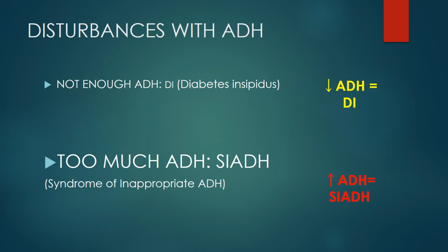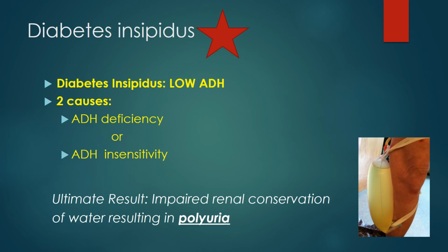Now, the way I like to remember these two is DI only has 2 letters and SIADH has 5 letters. So the one with lots of letters relates to lots of ADH. That's our SIADH. And DI only has 2 letters, so less letters relates to less ADH. So let's begin with DI, or diabetes insipidus. Remember, DI, less letters, less ADH, less water in the body.